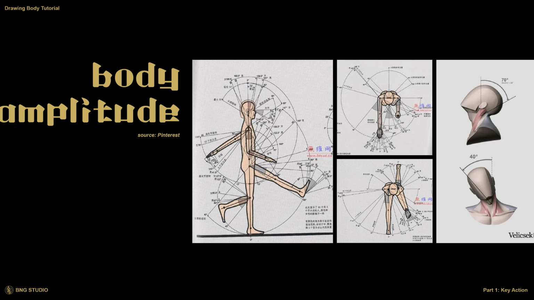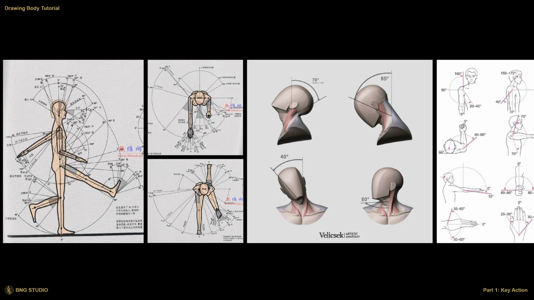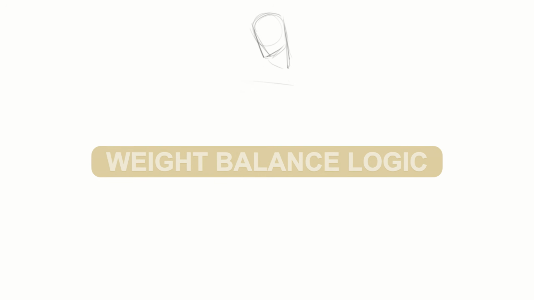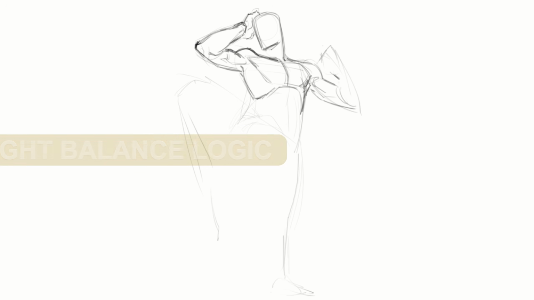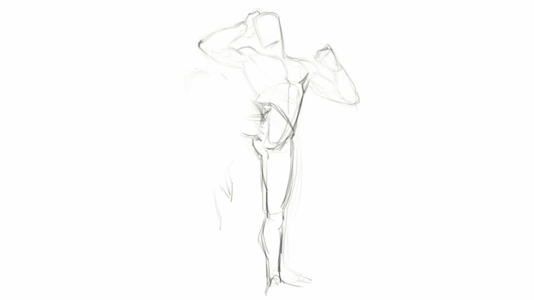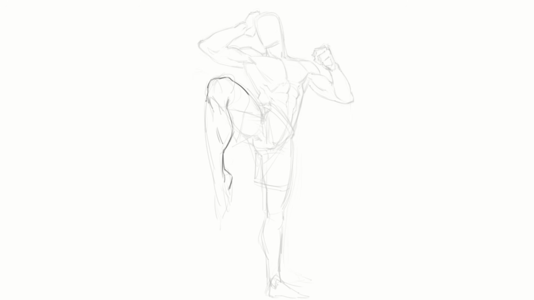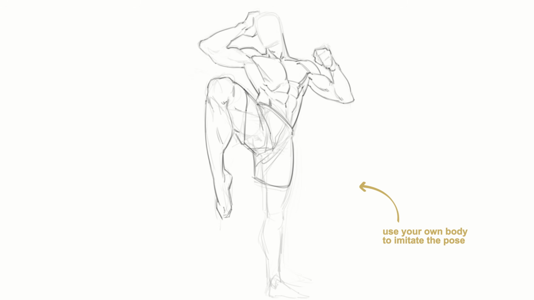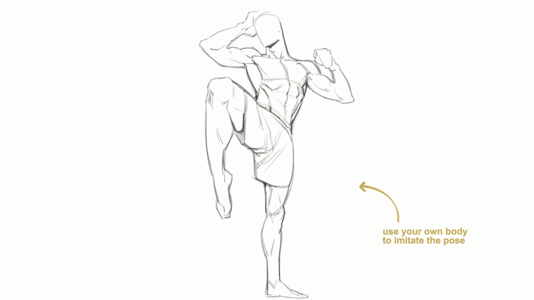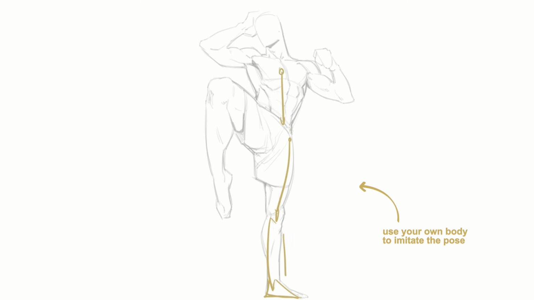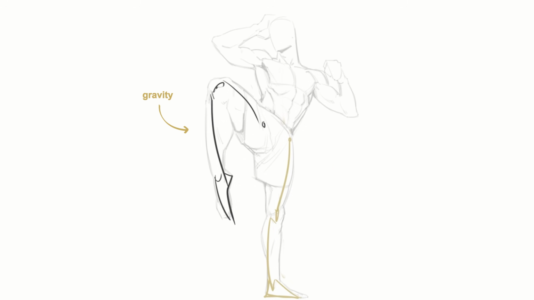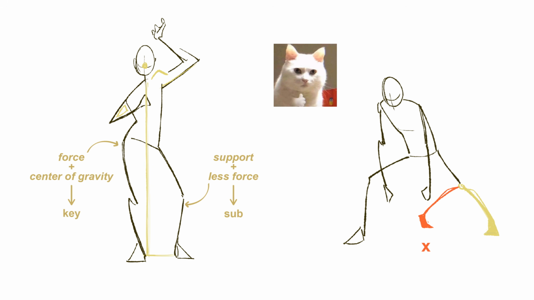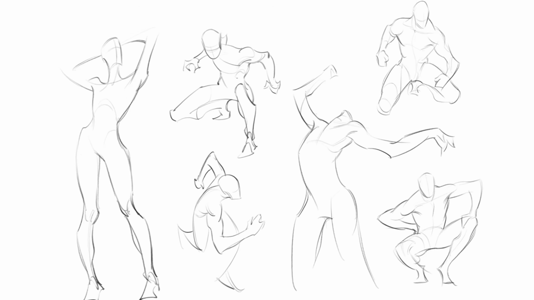Amplitude of important parts. Each part has a different amplitude of movement. Weight balance logic. Balance when drawing human figures. Don't let the pose fall or tilt. A smart tip for everyone is to use your own body to imitate the pose that you are drawing. You will clearly feel the amplitude and center of gravity, helping the drawing become more logical. Of course, you will need to practice a lot.